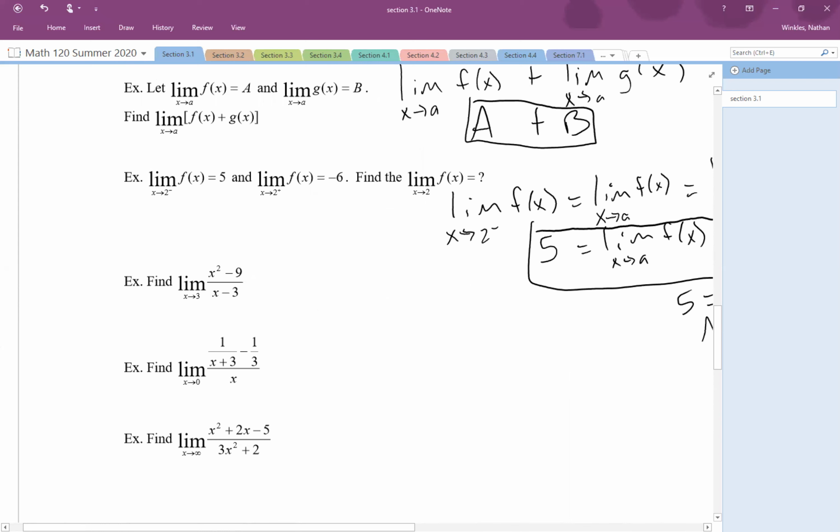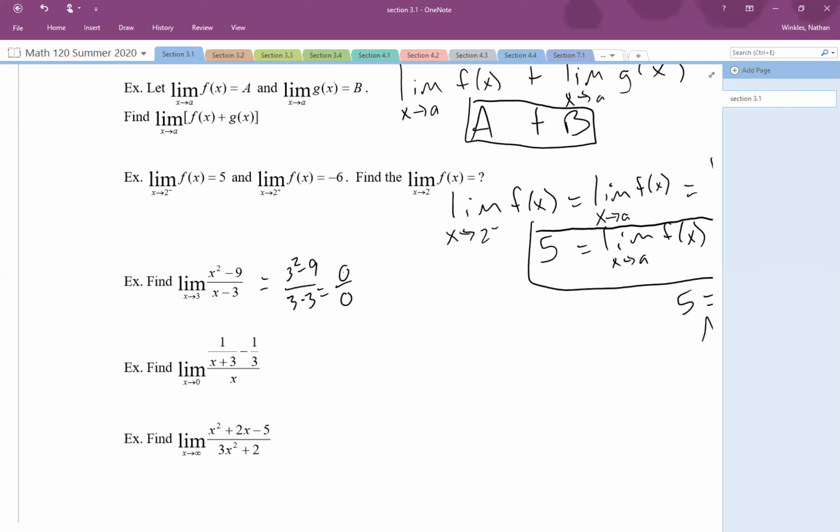Now, we're told, find the limit as x goes to 3 of x squared minus 9 over x minus 3. So, the first thing that we want to look at every time whenever we have a value here is, can we plug in this value? Well, could we? So we get 3 squared minus 9 over 3 minus 3, which is 0 over 0. Anytime that you get 0 over 0 when you plug in, we need to think about some other stuff to see what we can do.